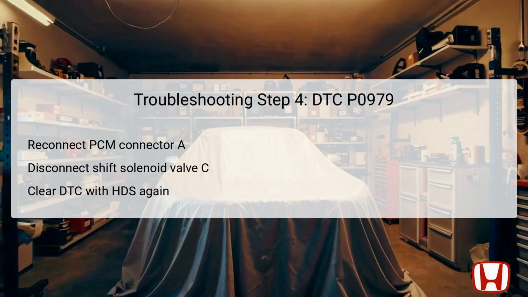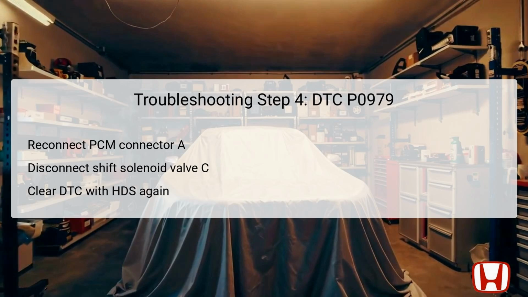For the fourth troubleshooting step, begin by pressing the engine start-stop button to turn the vehicle off before reconnecting the PCM connector A. Once reconnected, disconnect the connector for Shift Solenoid Valve C, which is typically labeled as 2P. After you have successfully disconnected this solenoid, press the engine start-stop button to select the ON mode once again.